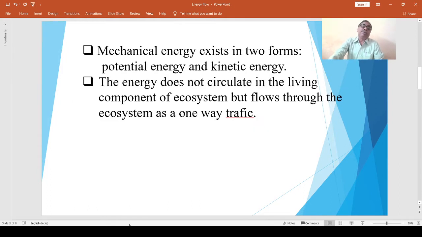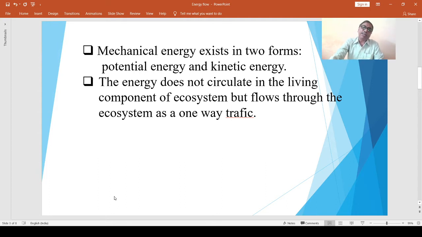Mechanical energy exists in two forms, that is potential energy and kinetic energy. The potential energy is at rest, capable of performing work. Kinetic energy is energy of motion and results in work.